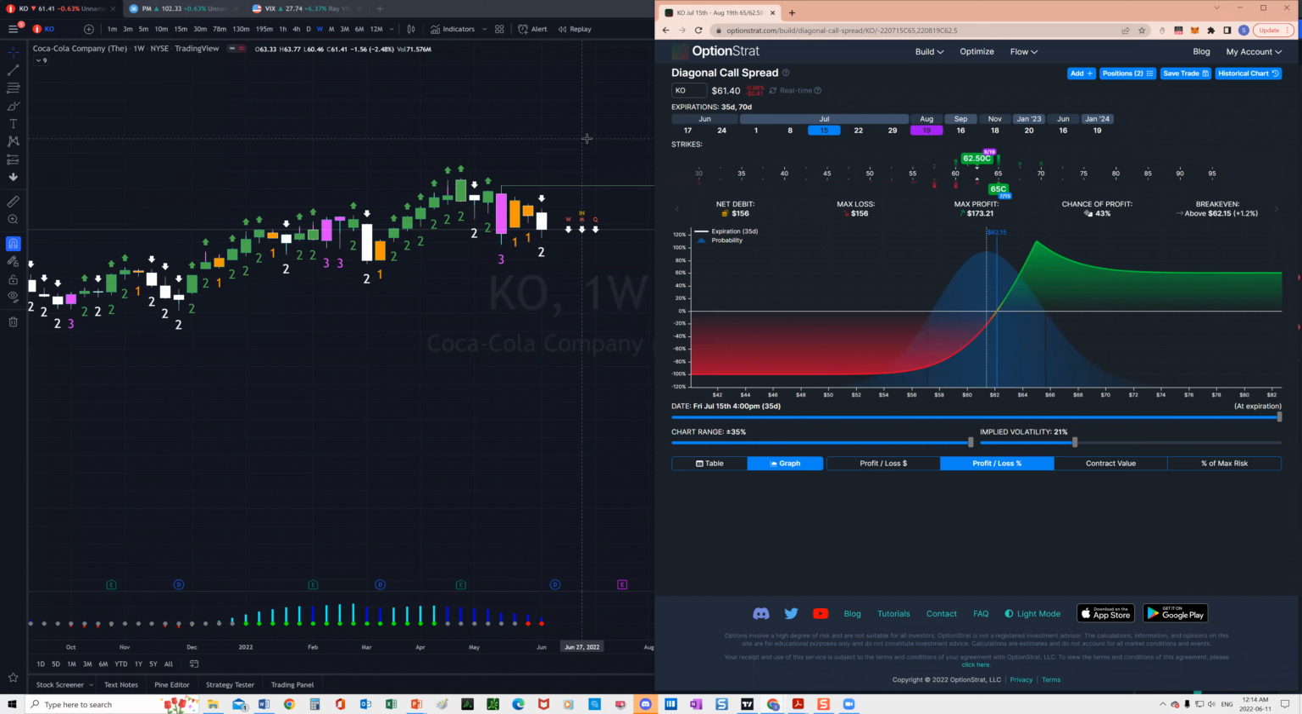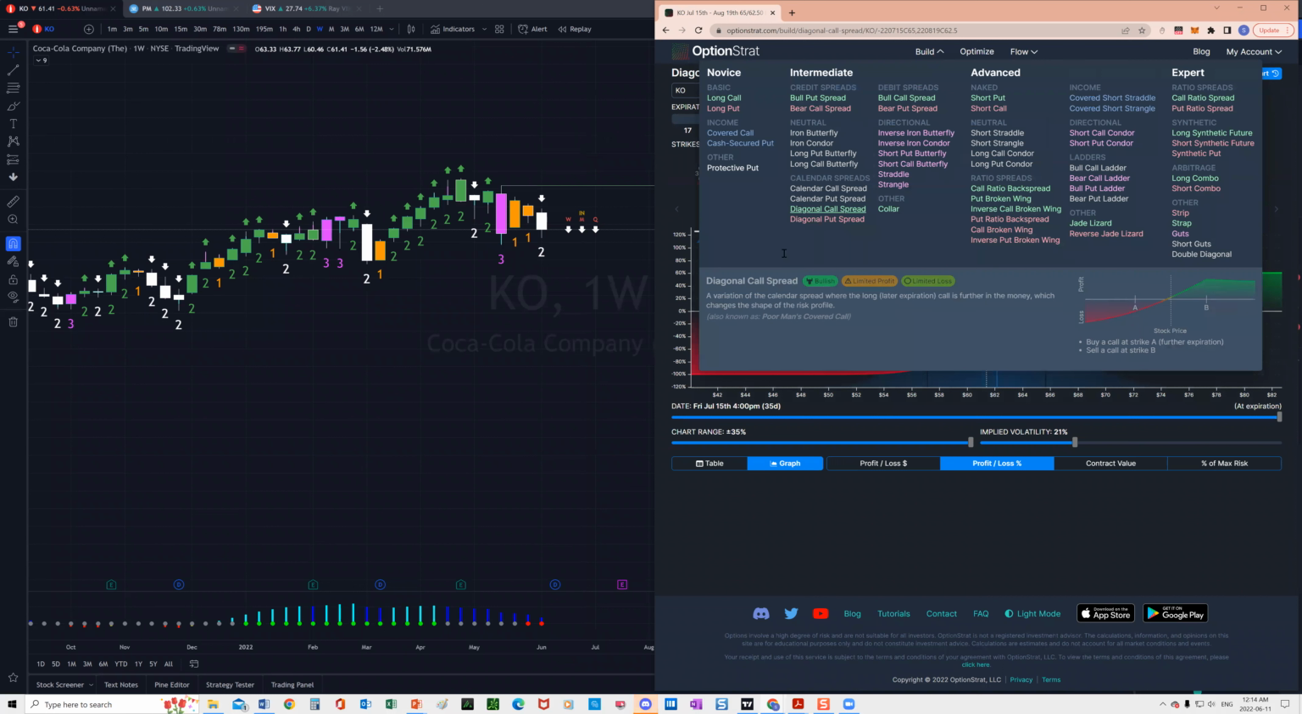Okay, the last thing I'm going to show you, and then we'll call it a night because we've been going for almost 2 hours, is the butterfly. So far every trade that I've shown you has been low risk. The butterfly is also low risk, but you're basically combining two spreads.